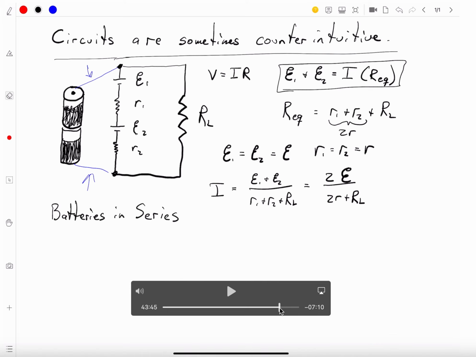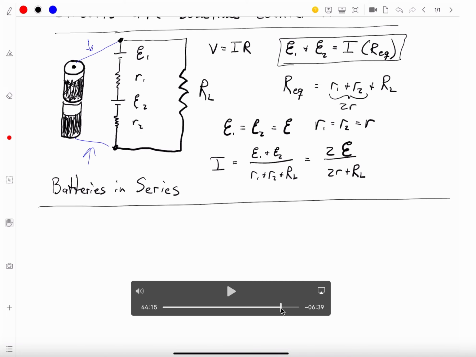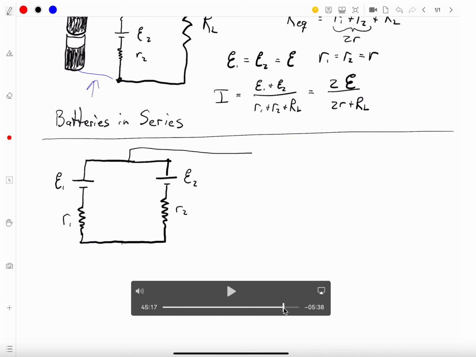Okay, so the blue, those aren't really lines, those aren't wires. It's the schematic showing the batteries and their equivalent points on the schematic. That's all that is. Okay.